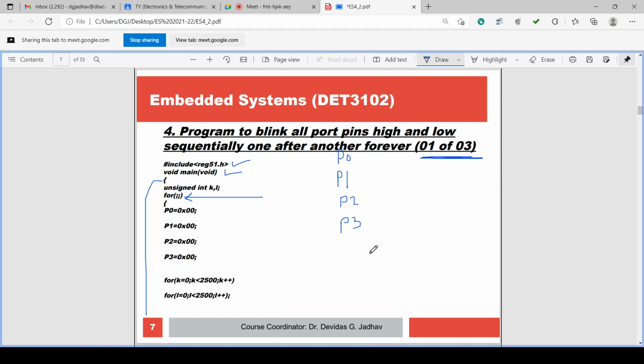giving output as 0 on all the pins, because 0x00 is hex. That means in binary, what will be there? 00000000. 8 zeros will be there. 8 bits will be there.